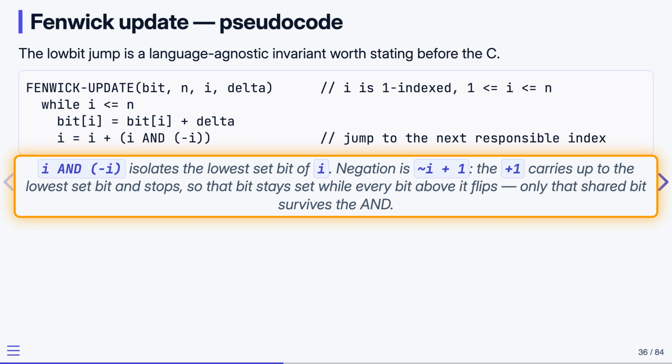Why does i AND negative i give the lowest set bit? To negate i, you flip every bit, then add 1. The add 1 carries up through the low 0 bits and stops at the lowest set bit, so that bit stays set while every bit above it flips. The AND then keeps only that one shared bit, the lowest set bit.